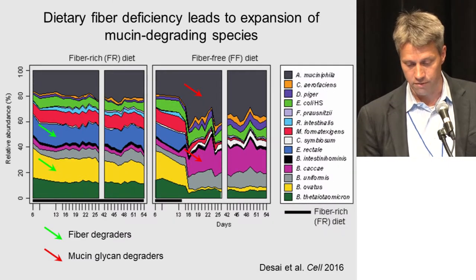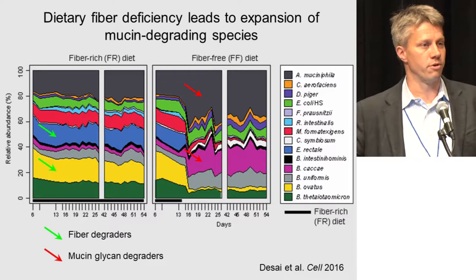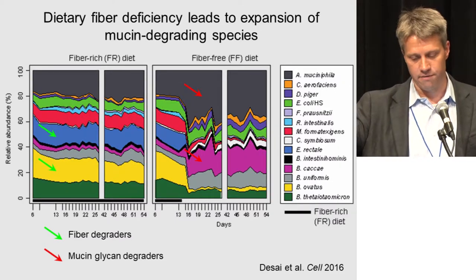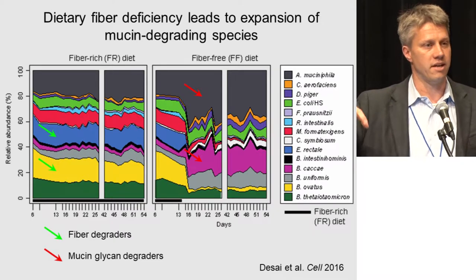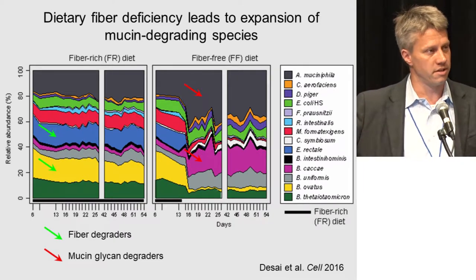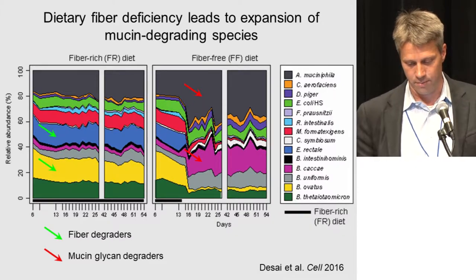And I'm showing you just one of the treatments here on the right. At the end of this black bar at day 14, Mahesh took away that high-fiber diet in this treatment group and gave them a fiber-free diet. And fiber-free is actually not the right term for this diet. It actually has 8% cellulose in it, but none of these organisms can use that cellulose. So it's deficient in fiber that any of these members can actually metabolize.